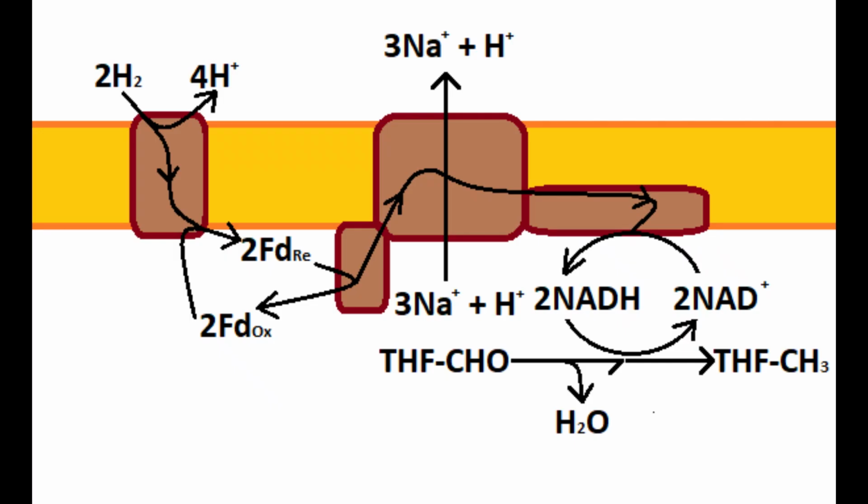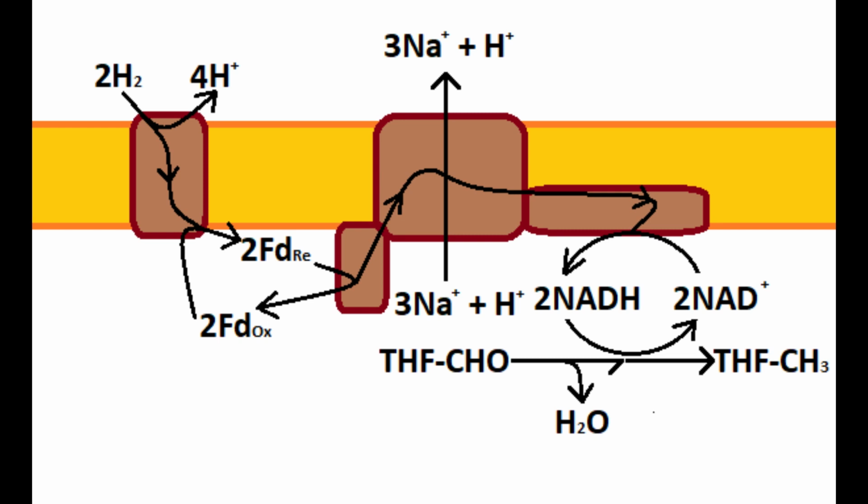Well, the electrons that reduce the formyl THF ultimately came from hydrogen as well. Another hydrogenase enzyme oxidizes a hydrogen and uses the electrons to reduce a ferredoxin. The ferredoxin then shuttles them to an RNF complex where they flow to an NAD+, which gets reduced to NADH and then reduces the formyl THF.